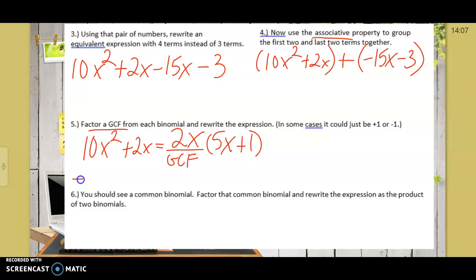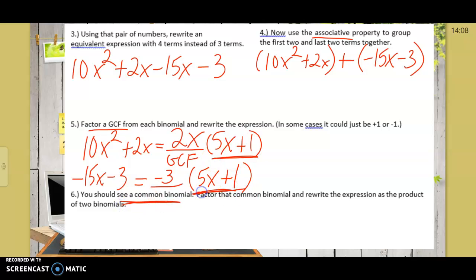The other one, negative 15x minus 3. Let's go ahead and figure out what the GCF is, what we're taking out of that. Noah. 3, right? But a negative 3 too, because it's got to be equal to what we've got here. So negative 3 coming out. Divide that out of there so that it's 5x plus 1. And you should see a common binomial. All right, you see how this and this are the same?